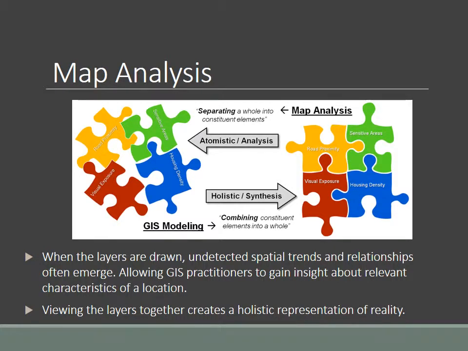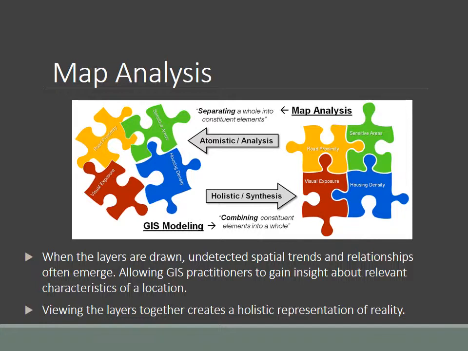When we look at the world through GIS layers, it allows us to analyze information in a way that is different than analyzing any other kind of data. When the layers are drawn together, spatial trends and relationships often emerge. This allows GIS practitioners to gain insight about relevant characteristics of a location. Viewing the layers together creates a holistic representation of reality. This is truly where the axiom, "the sum is worth more than its parts," reigns true.